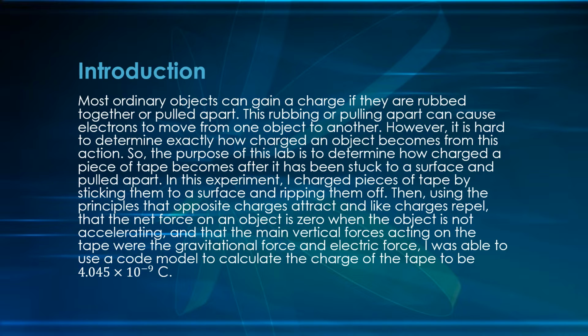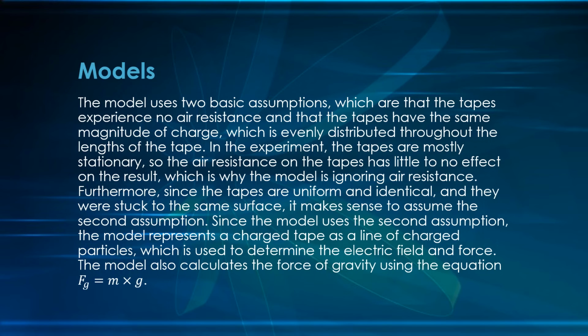Then, using the principles that opposite charges attract and like charges repel, that the net force on an object is zero when it is not accelerating, and that the main vertical forces on the tape were the gravitational and electric forces, I was able to use a code to calculate the charge to be 4.045 times 10 to the negative 9 coulombs.